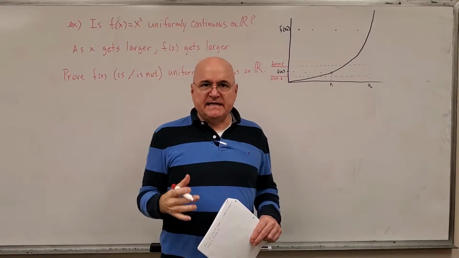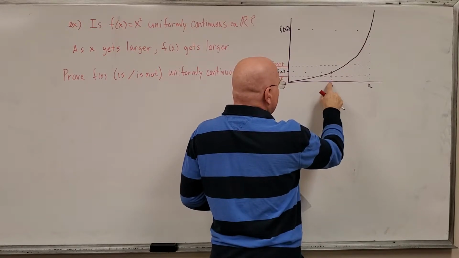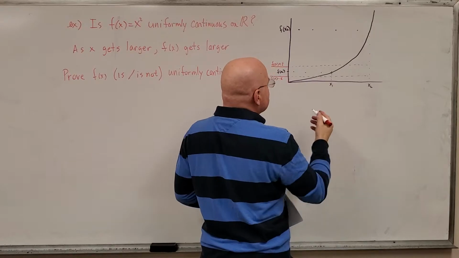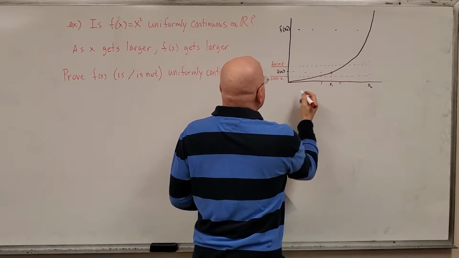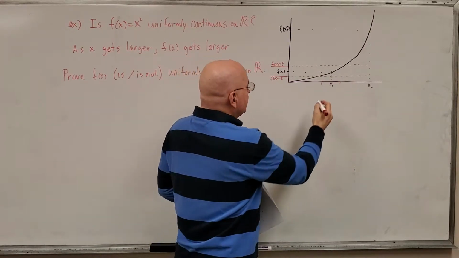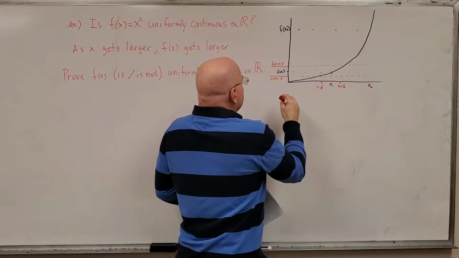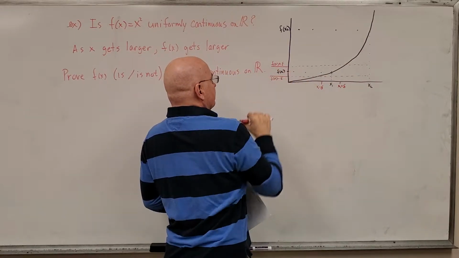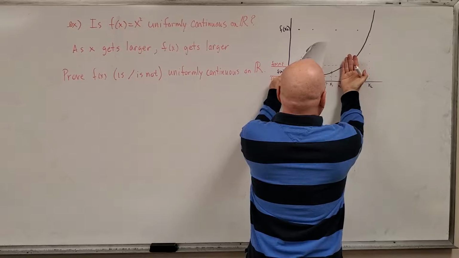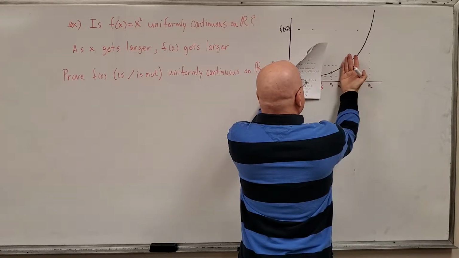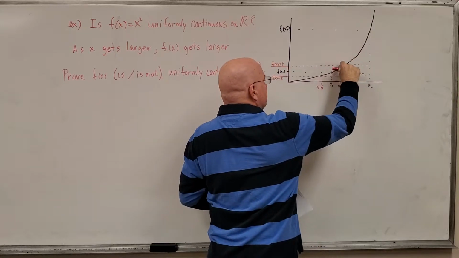We need to find a delta that forces all of the f of x's, for the x's that are near x1, into this tube. So for example, I could choose right here and right here. On the board, I'm picking a delta that's almost twice as big as epsilon is. This would be x1 plus delta, and x1 minus delta. So for this particular value of x1 and this particular value of epsilon, I found a delta that gets all of the heights of the function between f of x1 plus and minus epsilon, I'm sorry, delta. All the x values in here have heights that fall within this tube.